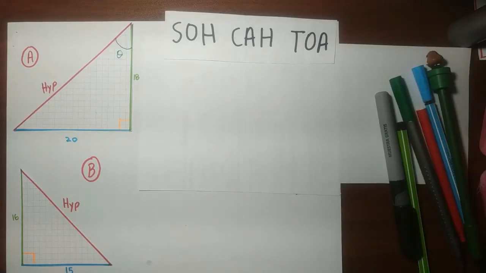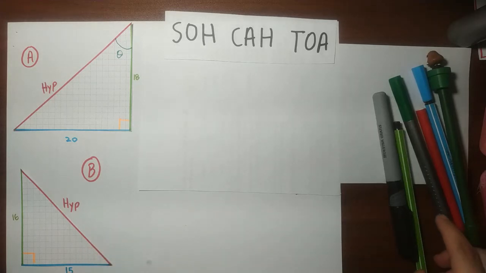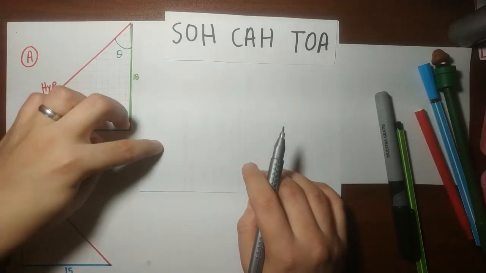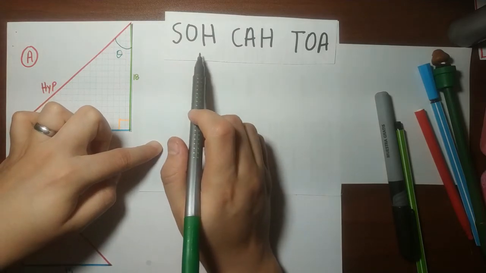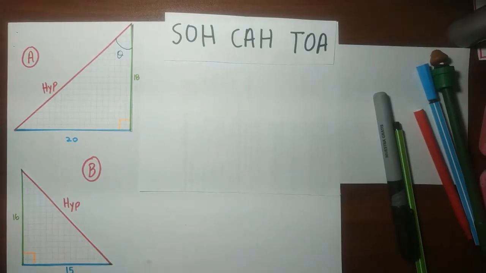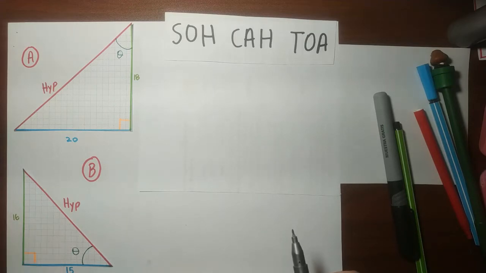Okay, now I'll do the same for triangle B. I can get sine, cosine, and tangent by using the trigonometric functions and the SOHCAHTOA method that I explained to you. Now take a look at this triangle. The theta angle is right here. So first of all, we calculate the hypotenuse because we don't know it. By definition, we're going to use the Pythagorean theorem.